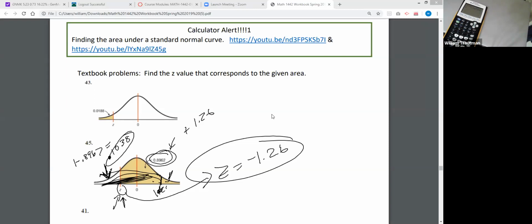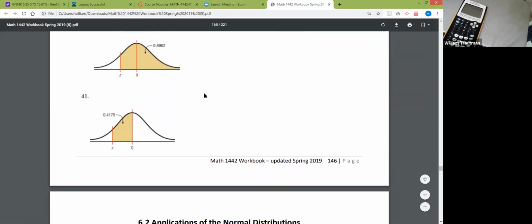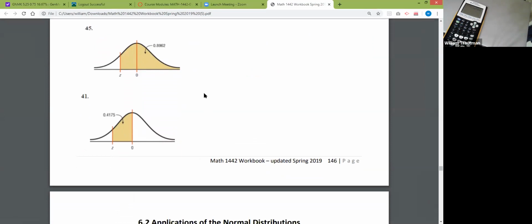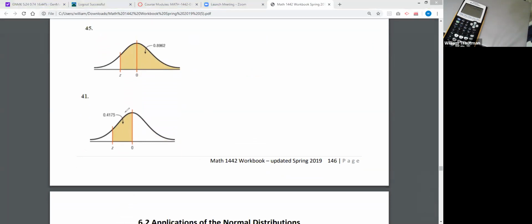All right, let's try another one. This is a tough one. We have to find this Z value. The only way to find this Z value is to know the area to the left of it. How do I find the area to the left? How do I find this area? What is the decimal equivalent to this area right here?